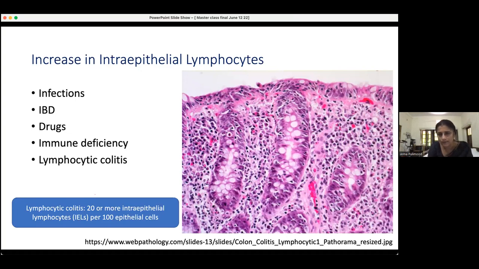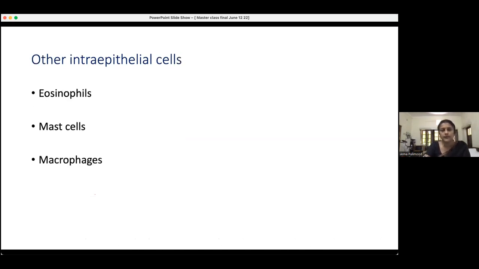When I reach 100, I'll note the place where I've reached 100, and I'll start again from the beginning and count the total number of lymphocytes I'm seeing. So I will tell you how many lymphocytes there are per 100 epithelial cells. Anything more than 20 lymphocytes per 100 epithelial cells is abnormal. It can be seen in all these disorders, and a diagnosis of lymphocytic colitis is only made when all the other conditions have been excluded. Other intraepithelial cells are eosinophils, mast cells, and macrophages.